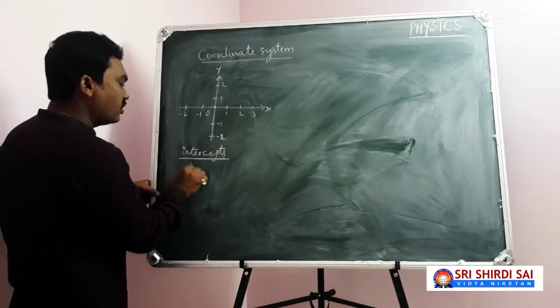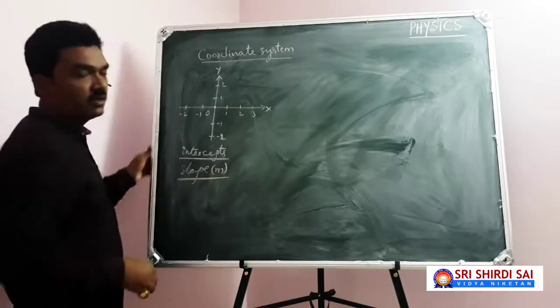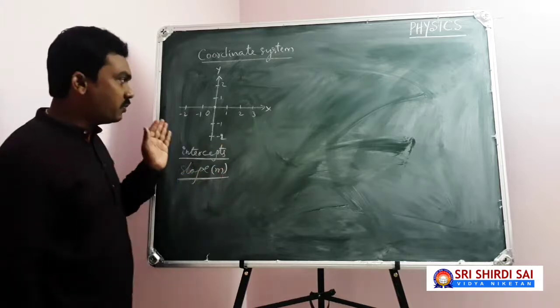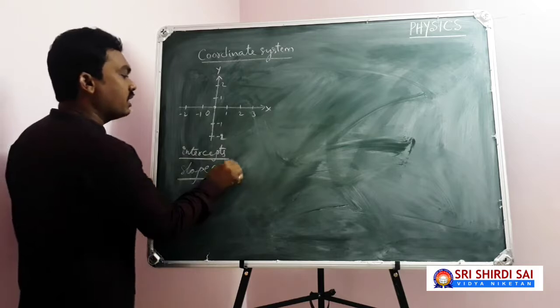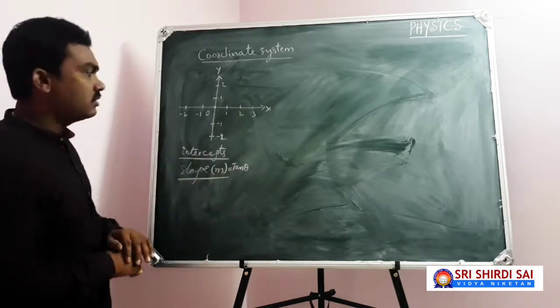At the same time, you have come across another point which is slope. It is the inclination of a straight line that is made with the positive direction of x-axis, which is given by the formula m equal to tangent theta. These are all the things you have learned.